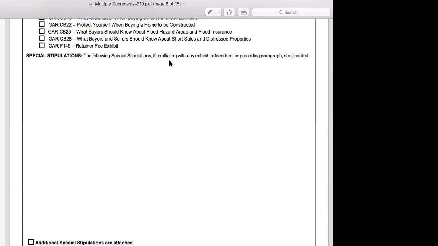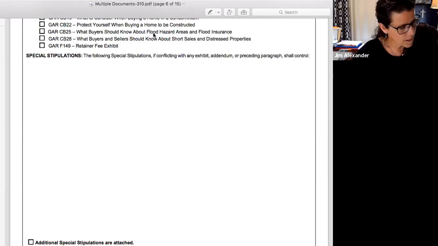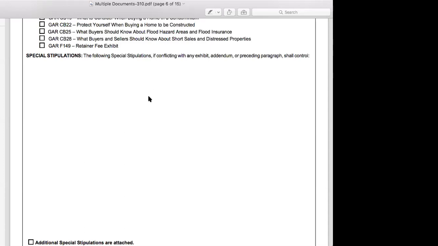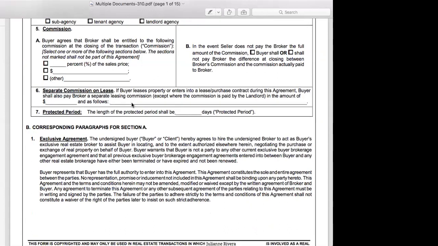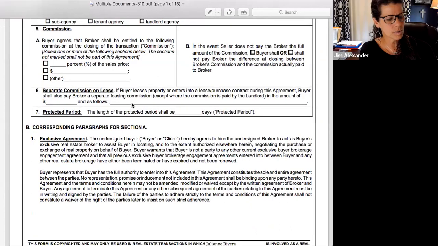All right, and then there was a question on section 6, and I'll go back. What goes in the second blank if we put a dollar amount in the first blank? Section 6, that's the lease commission. If buyer leases a property or enters into a lease during the term, buyer shall also pay brokerage separately, as follows: cashier's check, money order, wire, and how and when we would receive payment. Like when they take possession is usually what I would see there.